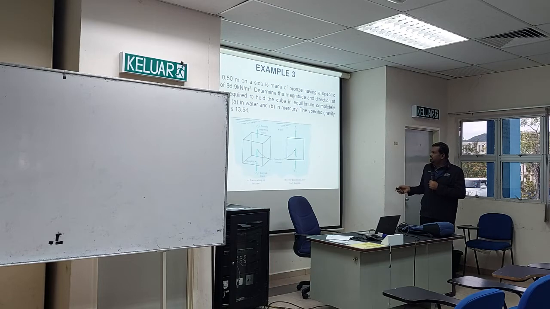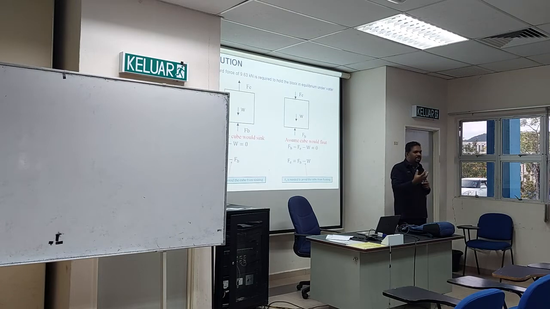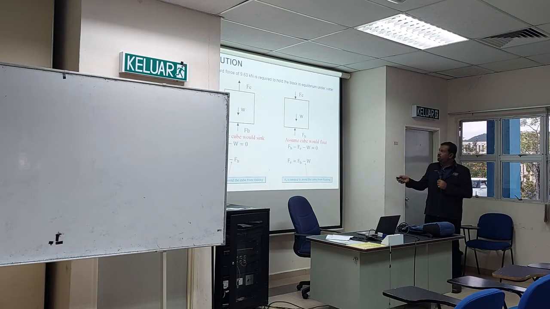So you need to either apply force. If the body's density is lower, you need to apply force to make it stay inside the water. Or if its density is higher, you have to pull it to maintain it in the water. So you don't know whether it's upward or downward. So you take both scenarios. One, you assume the cube will sink naturally, so you need a force to pull it to maintain. Another, you assume the cube will float, so you apply a force to make it stay inside the water. So you have two scenarios.